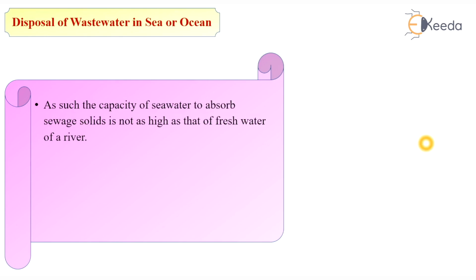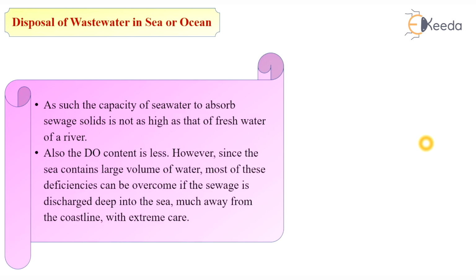As such, the capacity of seawater to absorb sewage solids is not as high as that of the freshwater of a river. Also, the dissolved oxygen content is less. However, since the sea contains a large volume of water, most of these deficiencies can be overcome if the sewage is discharged deep into the sea, far away from the coastline, with extreme care.